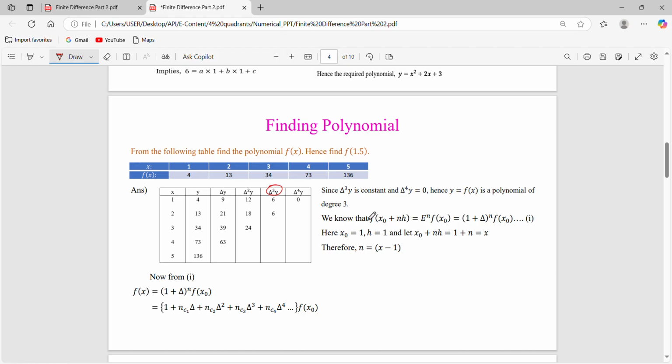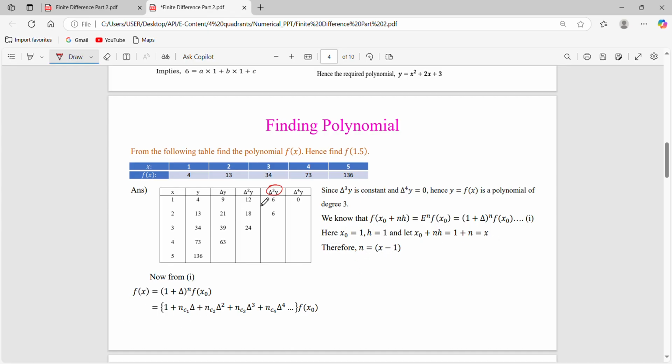We know that f of x0 plus nh is equal to E to the power n f of x0. This is from the shift operator, and this is equal to (1 plus delta) to the power n f of x0. This is the relation between the shift operator and the forward difference operator. Here these are the very common values: x0 equal to 1, h equal to 1, x0 plus nh is equal to 1 plus n equal to x. So n equal to x minus 1.